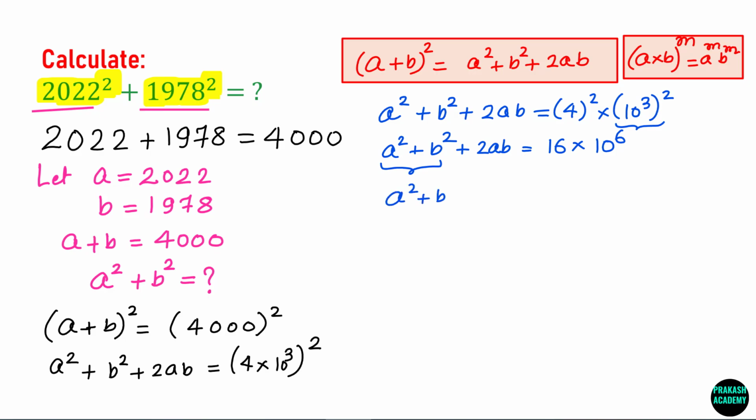We have to calculate the value of A square plus B square. So I can take the other terms to the right hand side. It becomes 16 into 10 raised to the power 6 minus 2 times A times B. But what is A and what is B? This is A and this is B. So let us plug in these numbers: 2022 and 1978.